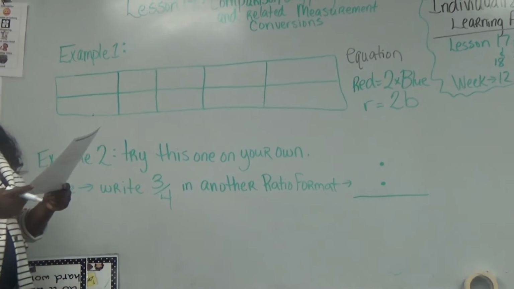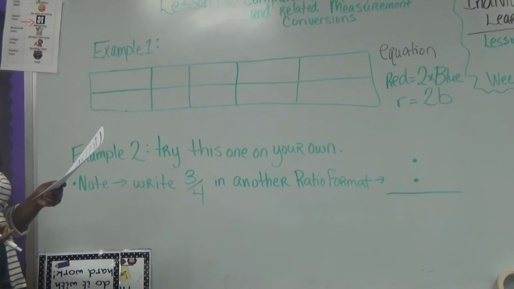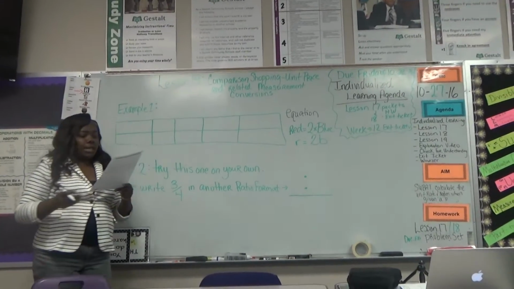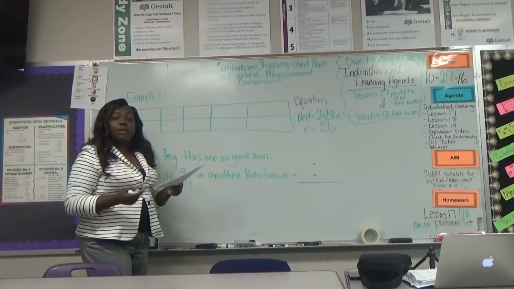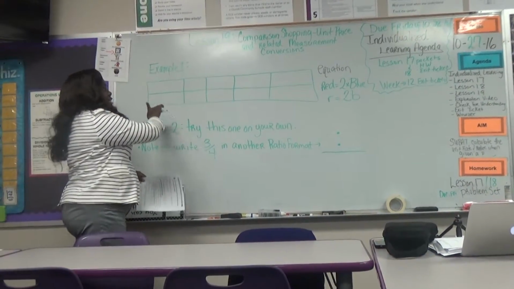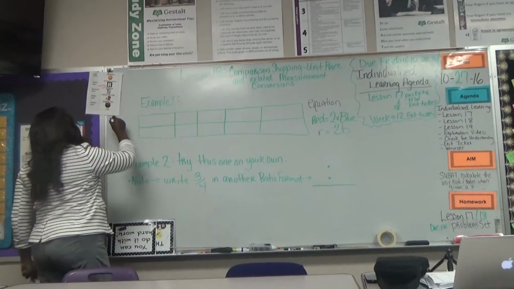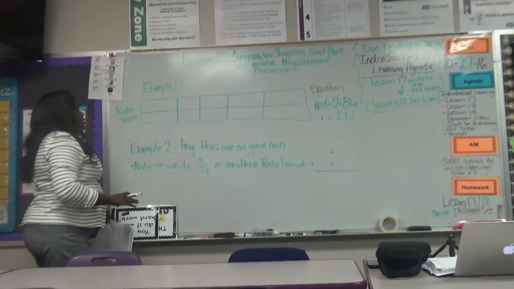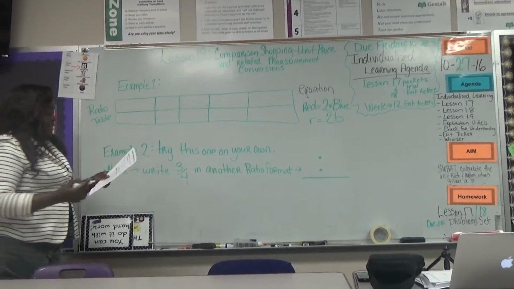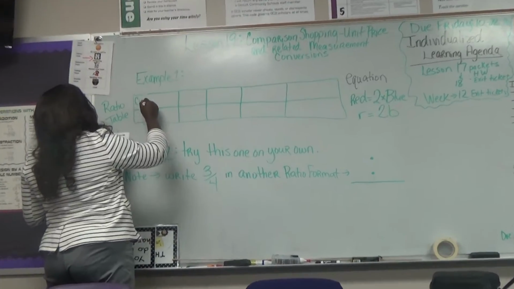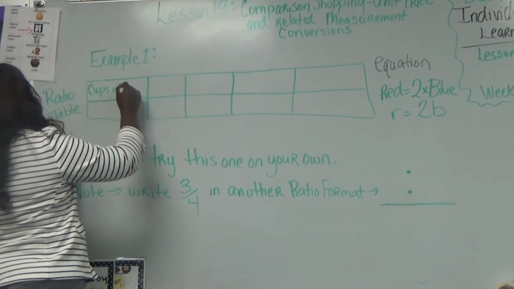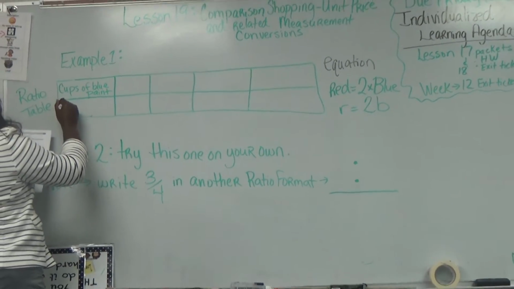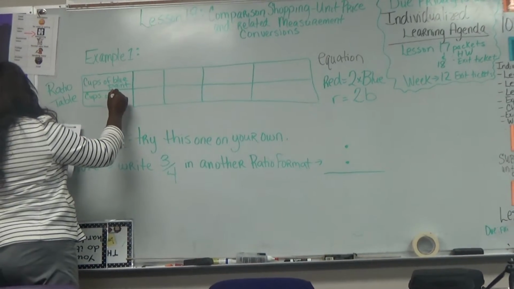Alright, so let's move on. In this case, the equation would be red equals 2 times blue, or R equals 2B, where B represents the amount of blue paint, and R represents the amount of red paint. So we're going to make a table of the values. This is our simple ratio table, just written horizontally. I know that these columns have to have names. So in my first column, I'm going to put cups of blue paint because blue paint came first. In the next column, I'm going to put cups of red paint.